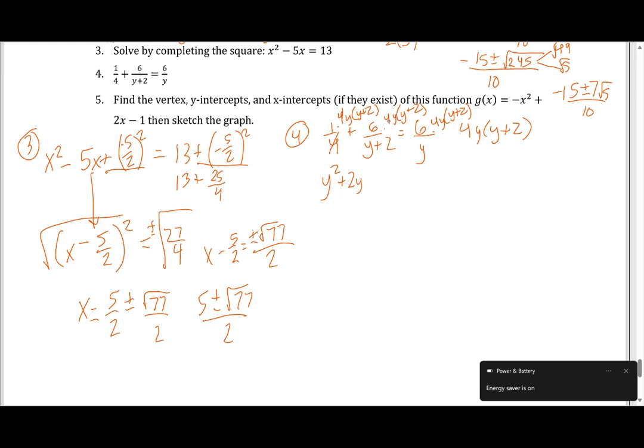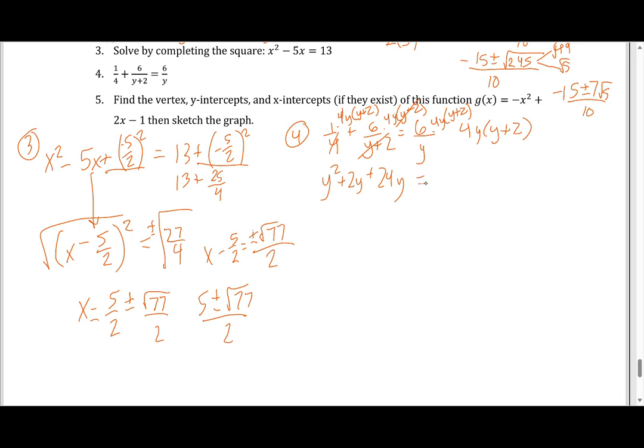On the second one, we have the y plus 2 cancels, and we have 6 times 4y, which is 24y. And then on this last one, on the right-hand side of the equals, just 1y is canceling, so we're going to have 6 times 4 is 24 again, y plus 2. Let's go ahead and distribute and combine things. So I've got y squared plus 26y here, and 24y plus 24 times 2 is 48.